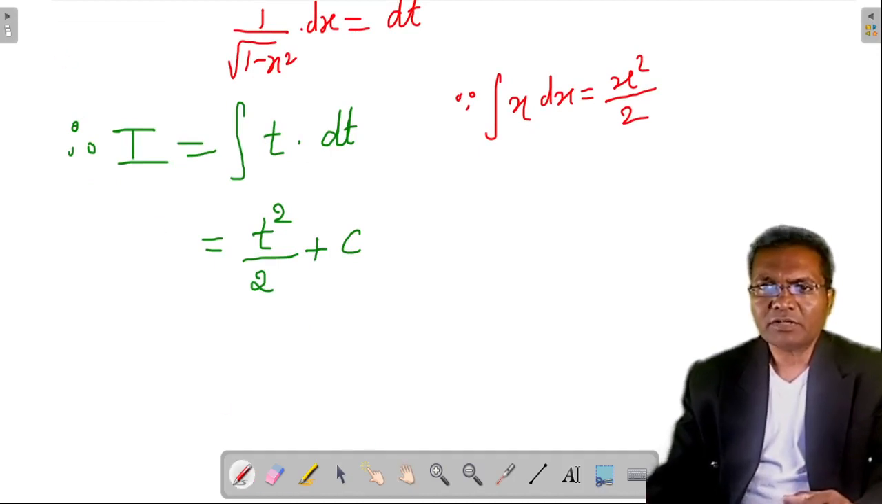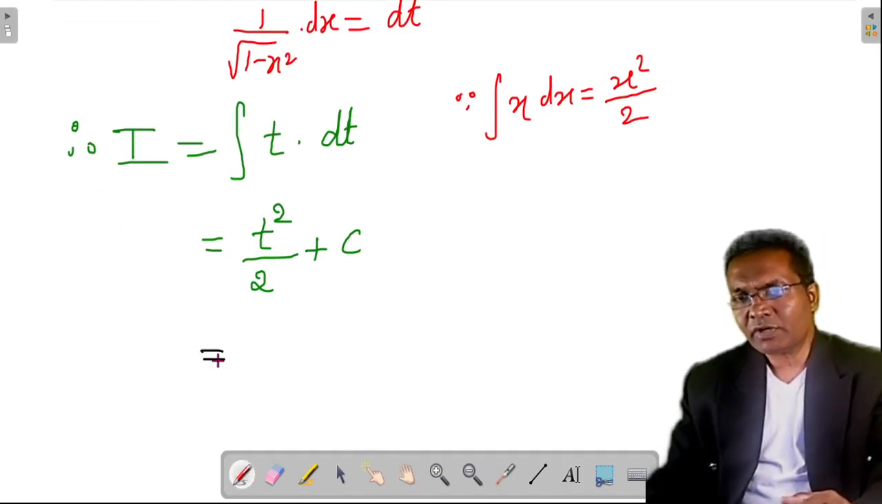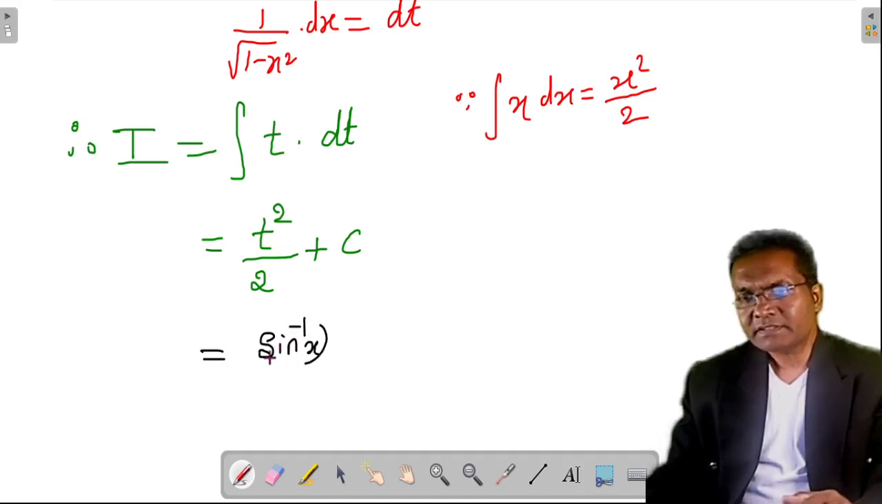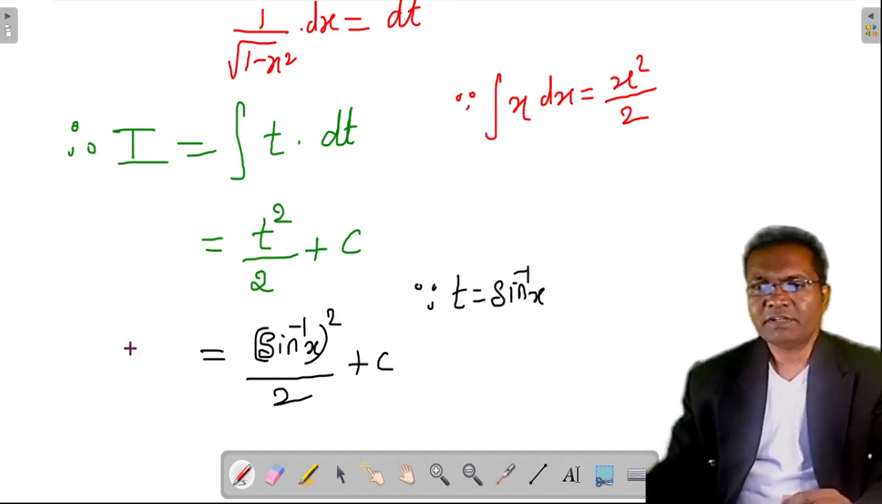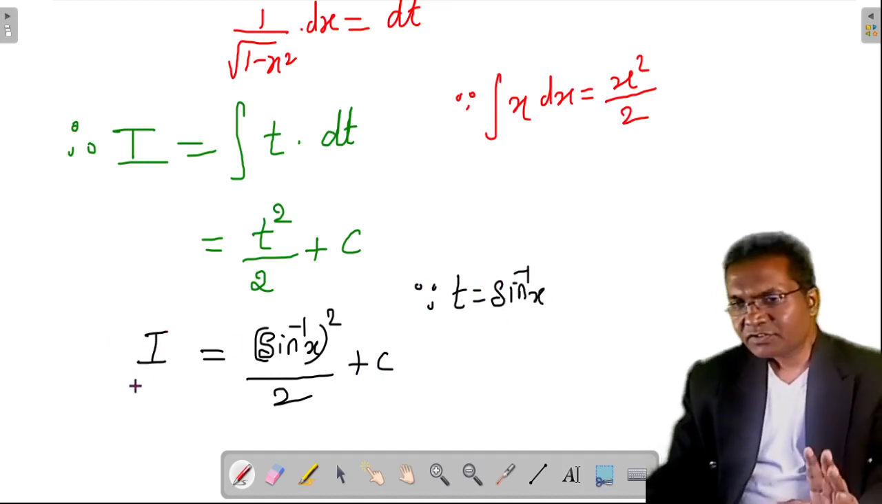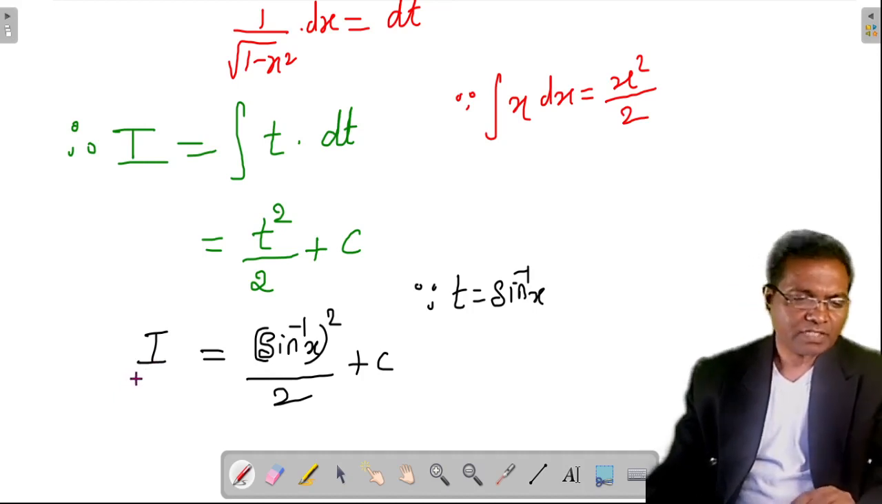And finally you have to replace your t. What did you take t as? t is sin inverse x. So it is sin inverse x whole square by 2 plus c, because your t is sin inverse x. So this is how you can use the method of substitution.